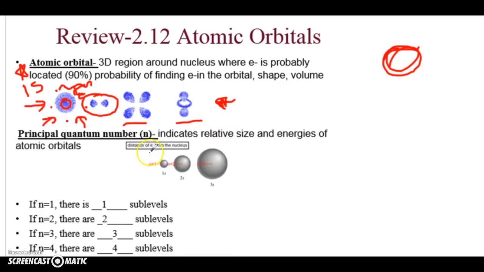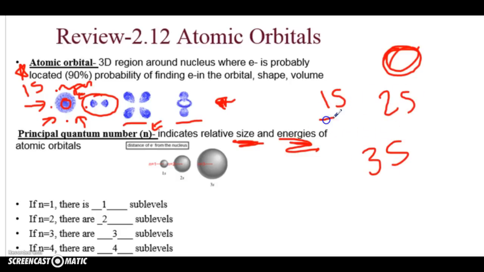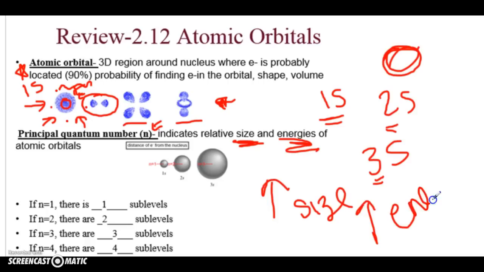This principal quantum number, we call that N. That N indicates size and energies of the orbitals. So we have a 1s, a 2s, a 3s. This 1, 2, and 3, that's the principal quantum number, the N. The larger that N gets, the bigger the size and the more energy.